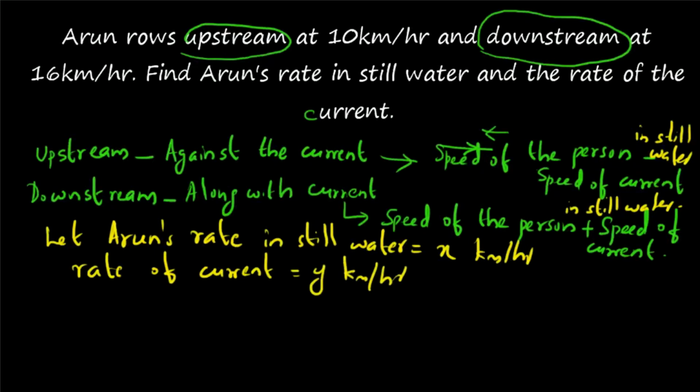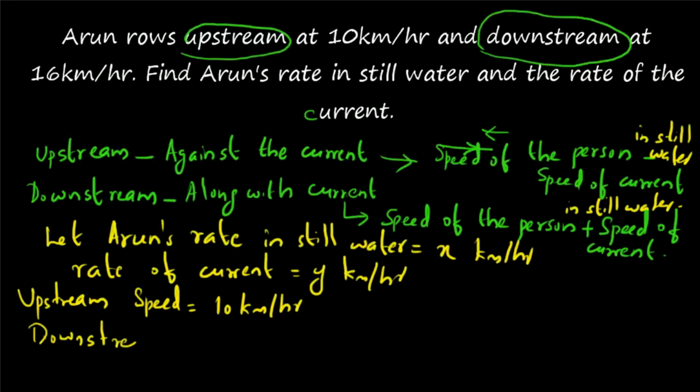Always we take the speed of the person or speed of the boat as x and the rate of current as y. And upstream speed is equal to 10 km per hour. The upstream speed and downstream speed are given directly. Upstream speed is equal to 10 km per hour and downstream speed is equal to 16 km per hour. Always downstream speed will be greater when compared to upstream speed. Downstream only the effective speed is increasing. Both are getting added. Both are in the same direction.